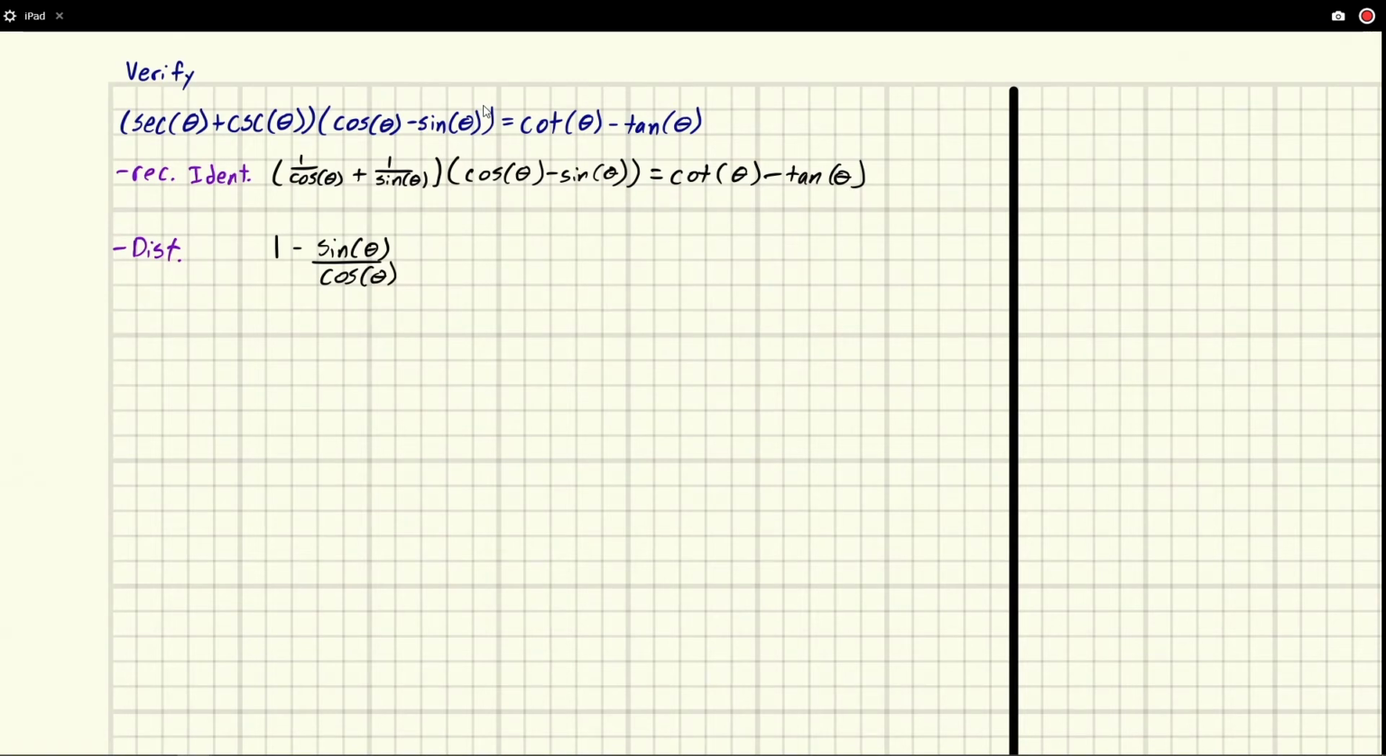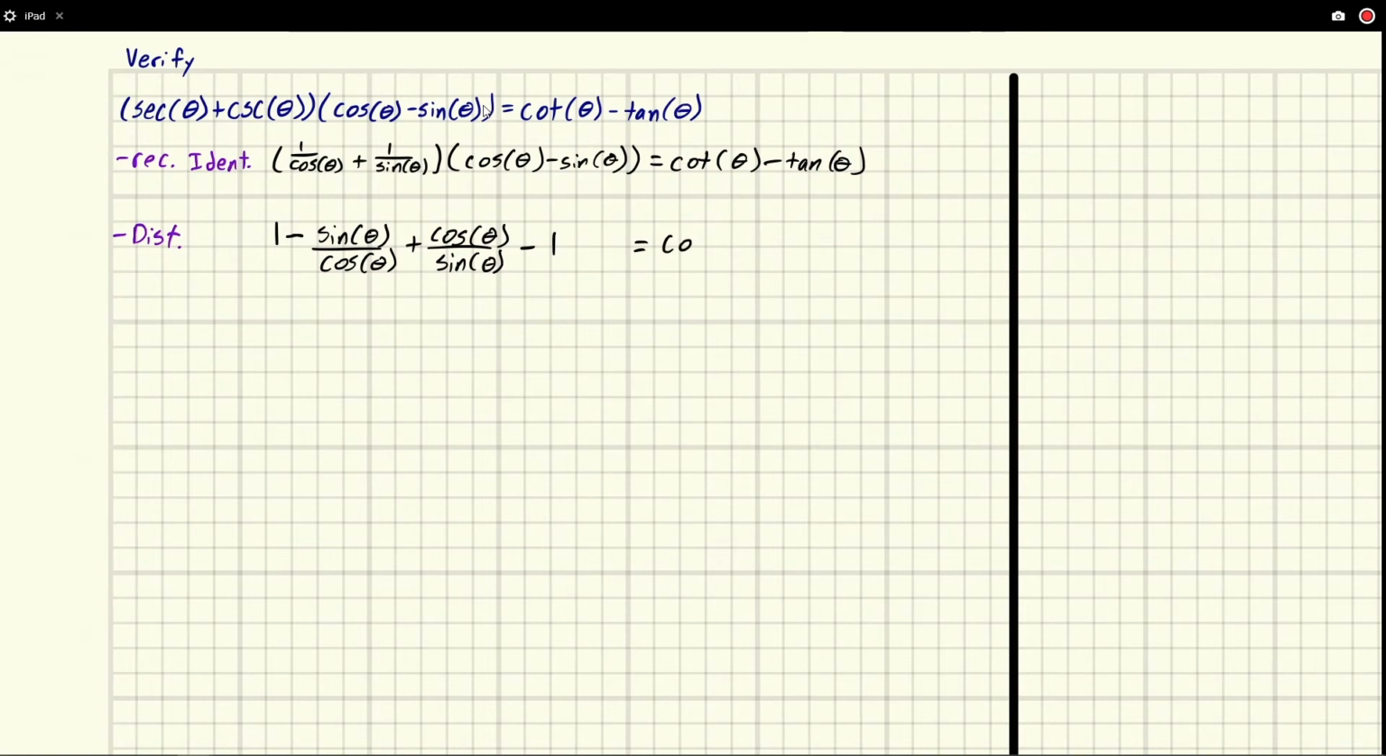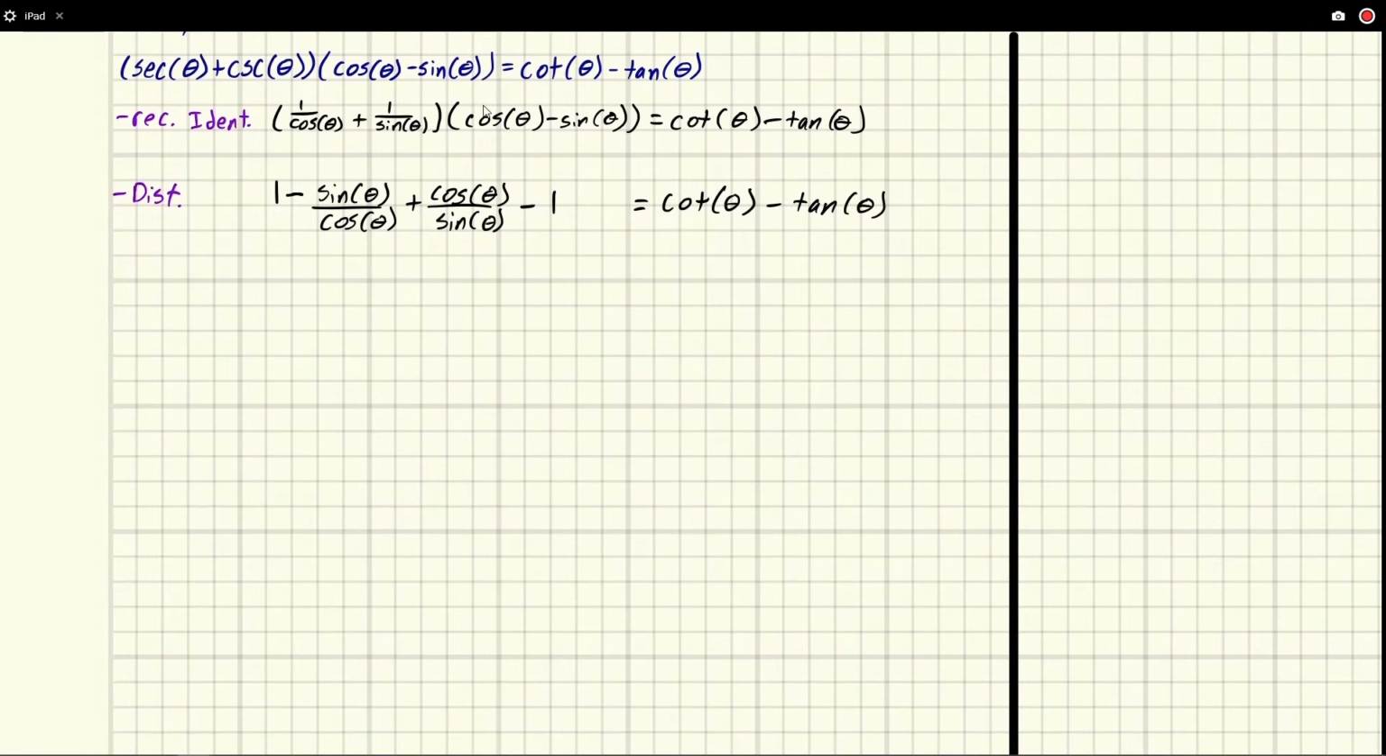Then we're going to get plus, and then this is going to be cosine theta times sine theta when we multiply these two. And then when we multiply these out, we're going to get minus, and then sine theta will cancel, and we'll get 1. And I can already see the light at the end of the tunnel. Cotangent theta minus tangent theta. Okay, the 1s will simplify and we'll combine like terms.